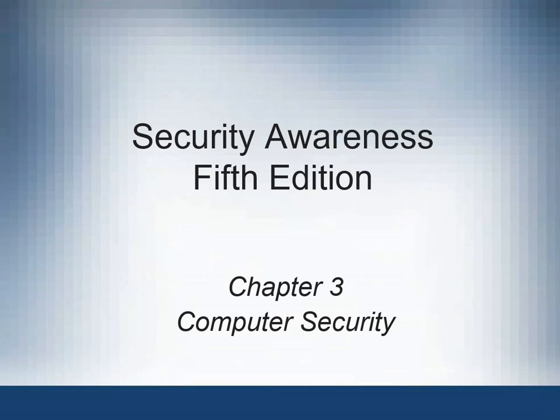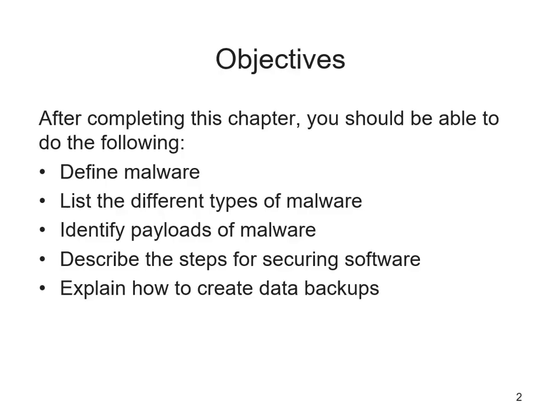Welcome back, guys. This is CIT 124 Introduction to Information Security, and we are covering another chapter, which is computer security, and we'll be looking at different aspects of computer security. The objectives of this chapter are that after completing it, you'll be able to understand what malware is, list different kinds of malware, and identify the payloads of malware and how they affect your computers. Then we'll look at how we can protect our computer from these kinds of malware and explain how to create a backup of the computer.